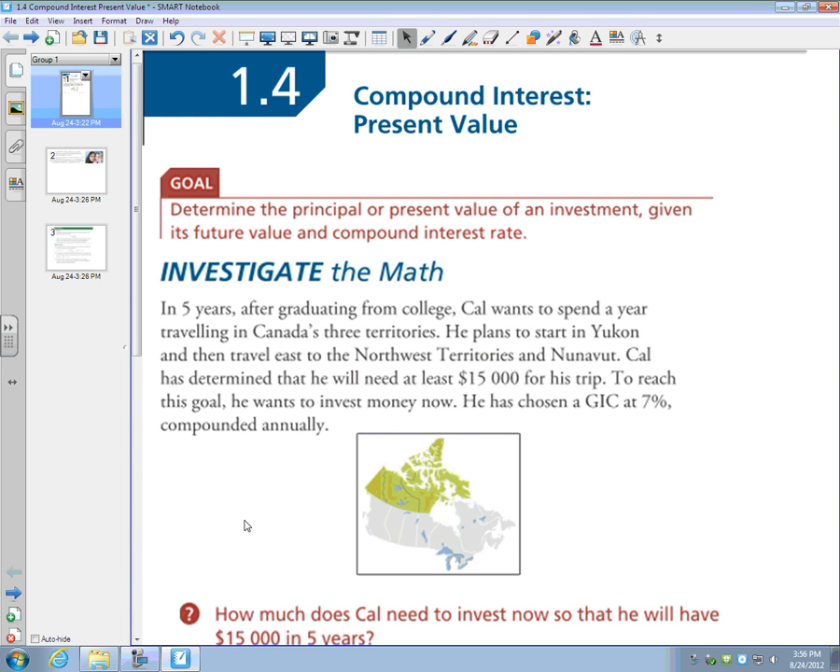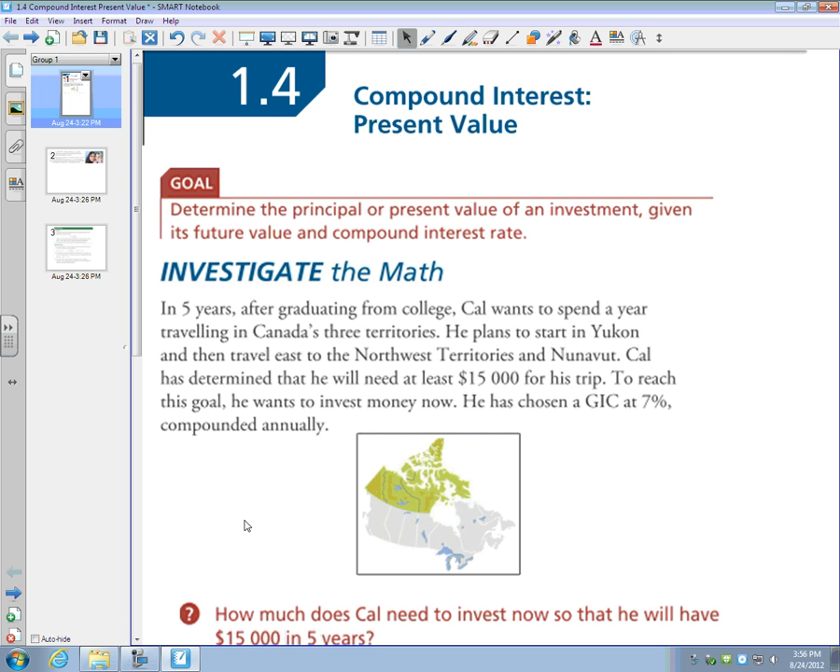1.4, compound interest present value. We're going to determine the principal or present value of an investment given its future value and compound interest rate. So in other words, I want to save money. How much money do I have to put in today knowing how much it's compounded and its interest rate?